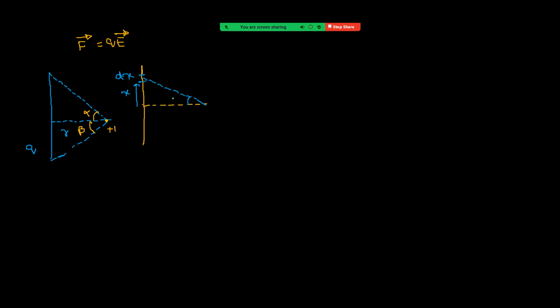Suppose this angle is theta. Now the force acting by this positive charge on this positive charge. Suppose we take q value as positive. Then this will repel this point charge. It is along that line. That is dE bar. You can say dF bar, or I can take it as dE bar because E bar equals F bar.